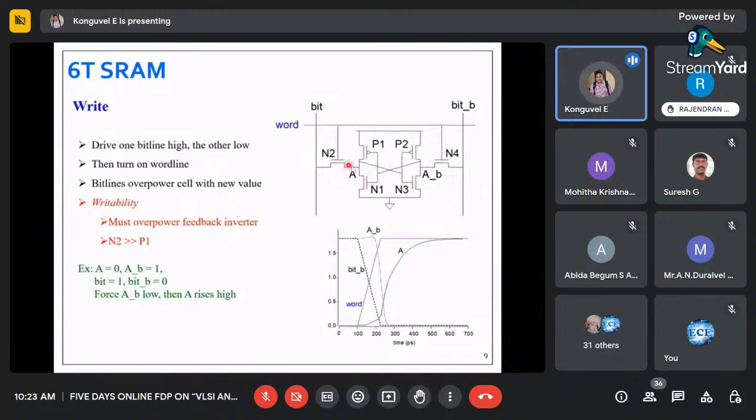N3 will be turned off because node A is 0. At the same time, what about this PMOS? P2 will be turned on. So how is the connection made? See, this is connected to VDD. So from this VDD, A bar will be 1. This is how A bar is 1.